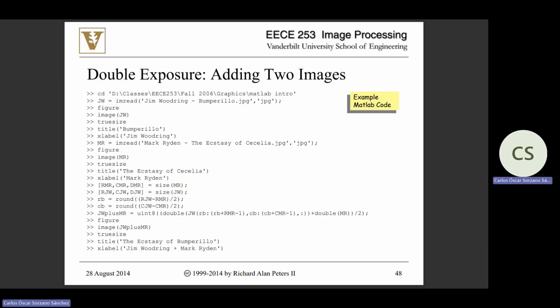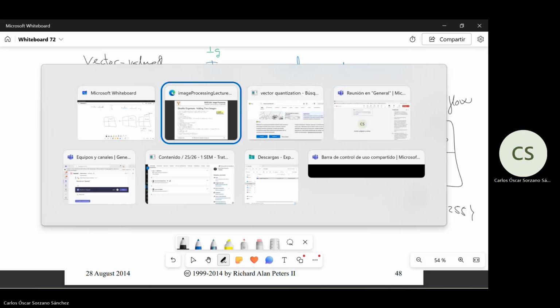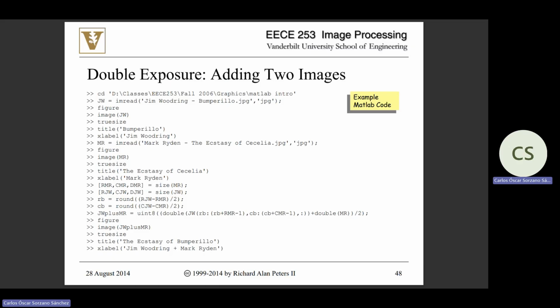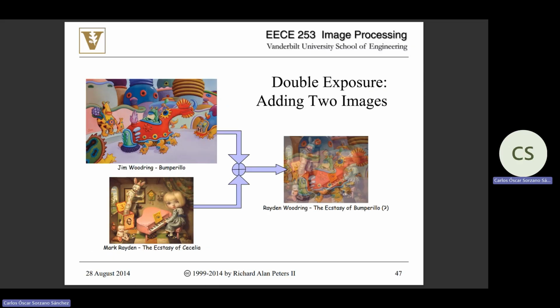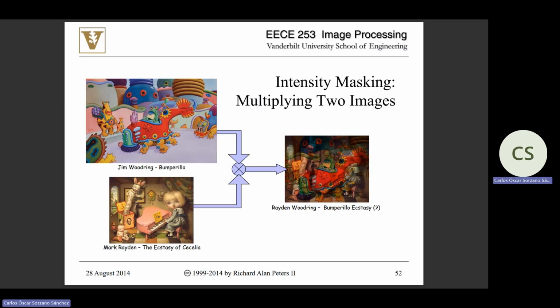Okay. So when you do these kinds of operations, you have to be careful with what you are doing, because you might end up going into overflow. Okay, so then we could have this result. And you do the same for the three channels. So you add the red with red, green with green.